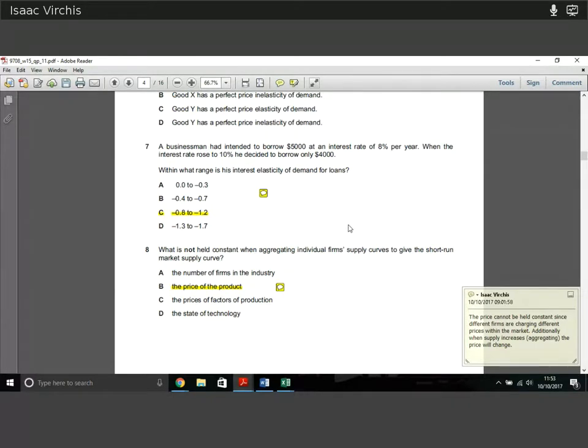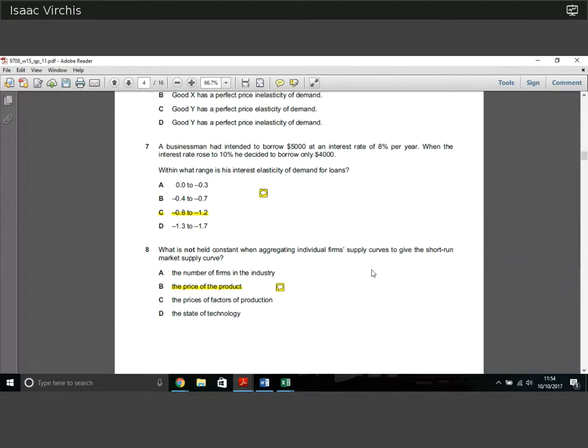Okay, so quite a simple calculation, and it relies on knowledge of elasticity. Elasticity is a comparison of rates of change. And the way to calculate that, the elasticity definition as I've written in this note, is elasticity equal to the percentage change of quantity demanded, divided by the percentage change in price.